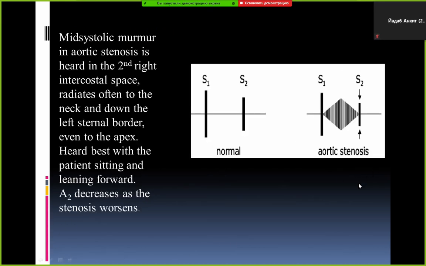So this picture illustrates auscultation in case of aortic stenosis, where you can hear a mid-systolic murmur in the second right intercostal space, which radiates to the neck and down to the left sternal border, maybe even to the apex and interscapular region. This murmur is best heard with the patient sitting and leaning forward.